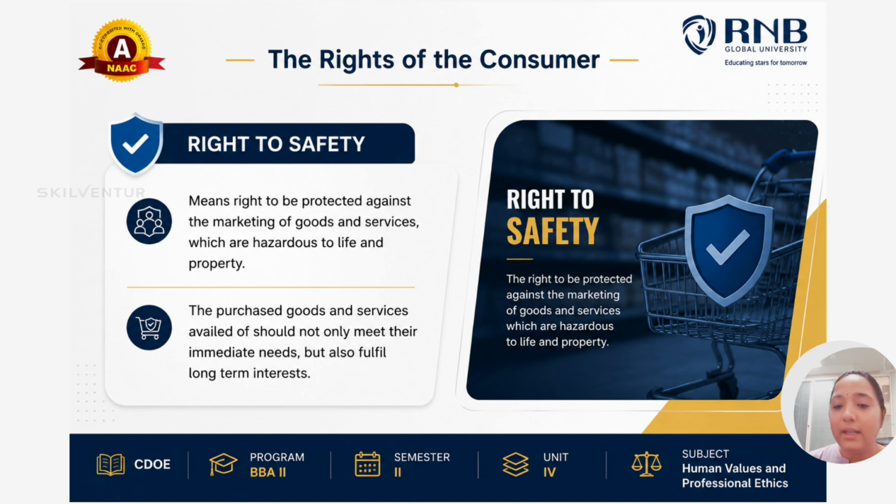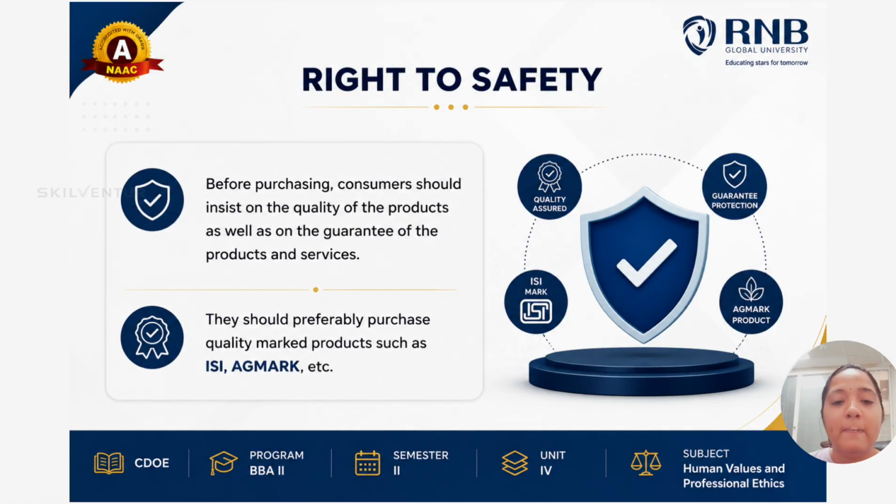For example, electrical appliances, food items, medicines, and vehicles should always meet safety standards to avoid any harm to the consumers. It is also important that the products we purchase not only satisfy our immediate need but are also safe for long-term use. Consumers should always check safety marks like ISI or quality certifications before buying any product. In simple words, the right to safety protects us from risky and hazardous products, and it helps to ensure a safe, secure, and healthy lifestyle.